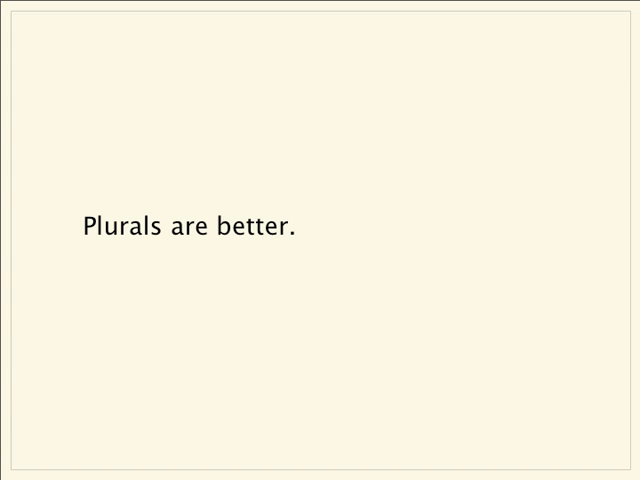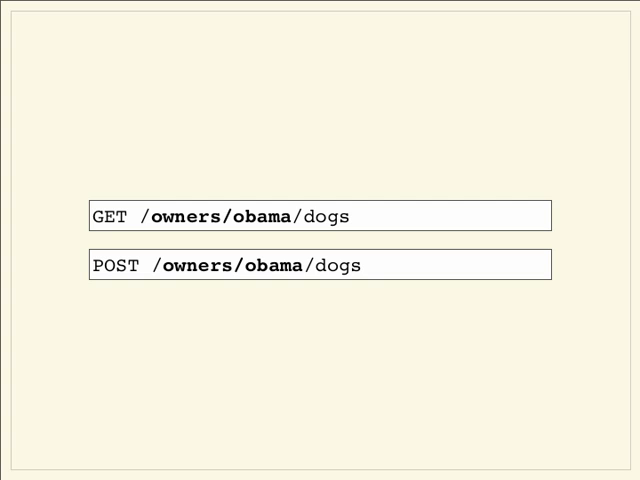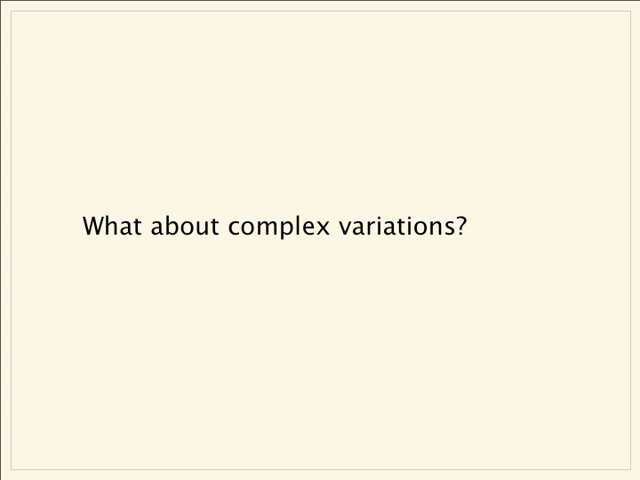Now, there's some other interesting things that I'd like to talk about. Let's start with associations. How do we handle the case where I want to create a dog for a specific dog owner? Well, in this case, we just chain our resources together. So if we wanted to get all of the dogs owned by the first family, the Obamas, we would say owners/Obama/dogs. Likewise, if the Obamas got a new dog, we would do a post to owners/Obamas/dogs, and that would create a new dog for us in that collection. Now, what about complex variations?